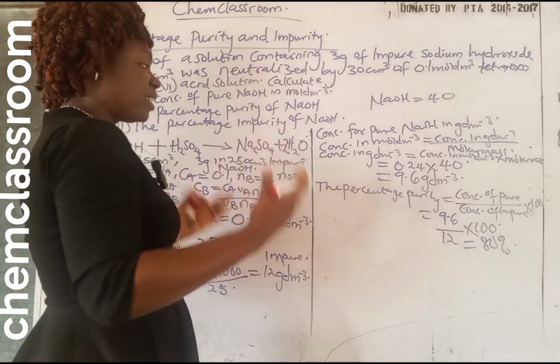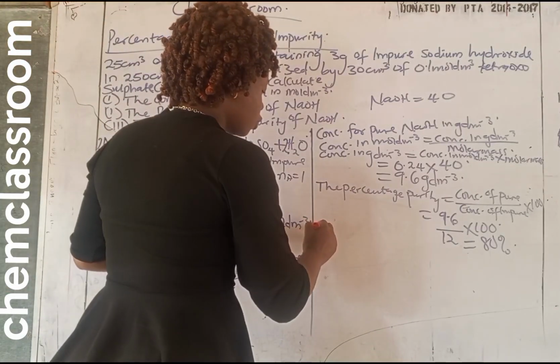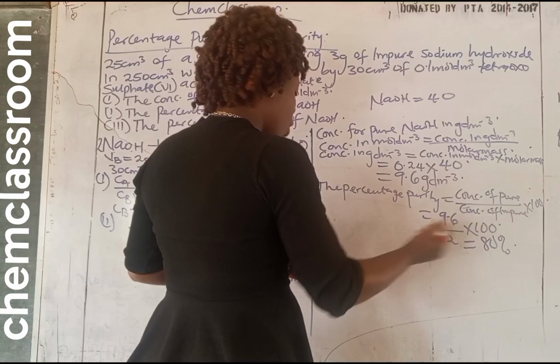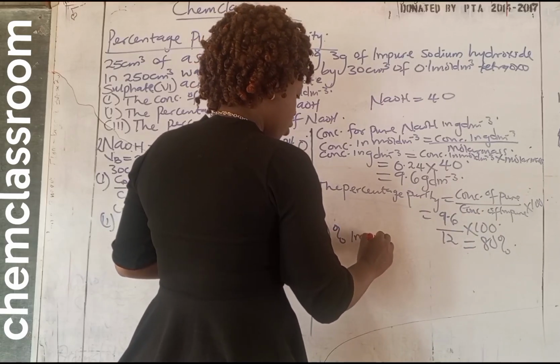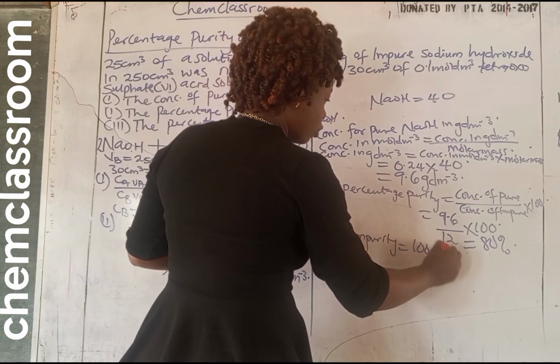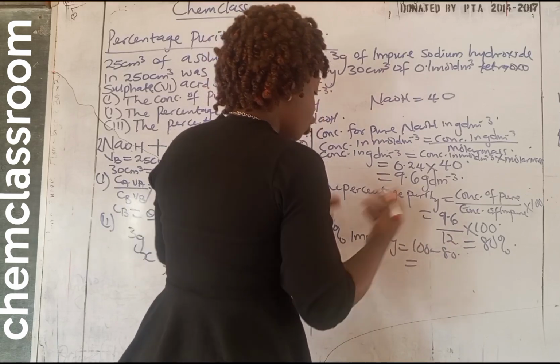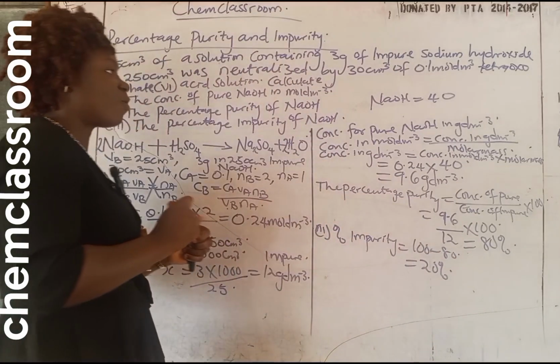Now for the percentage impurity, what you just have to do is subtract whatever you get for the pure from 100. So I'm going to do percentage impurity equals 100 minus 80. So the percentage impurity is going to be 20%. So we are done with our question.